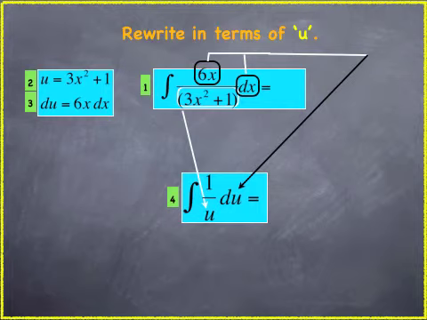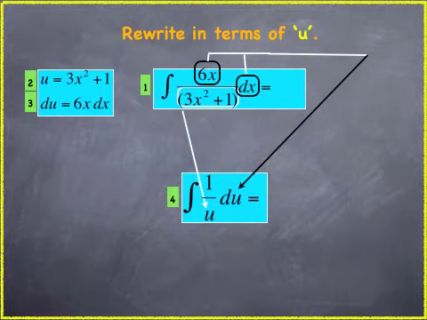So let's go back to item 1 and see what's left. Well, what's left is in the black circles, the 6x dx. And if you follow the black arrow down, you'll find that they wound up being replaced with du. And how do we know that? Well, go to item 3. du is 6x dx. That's what allows us to do that.